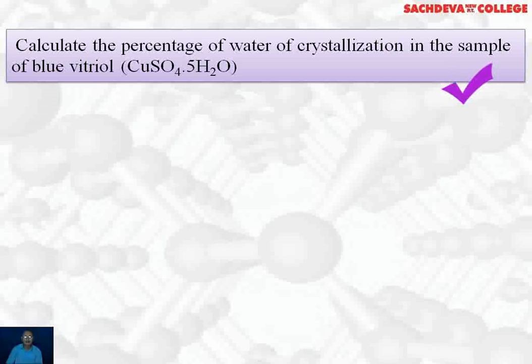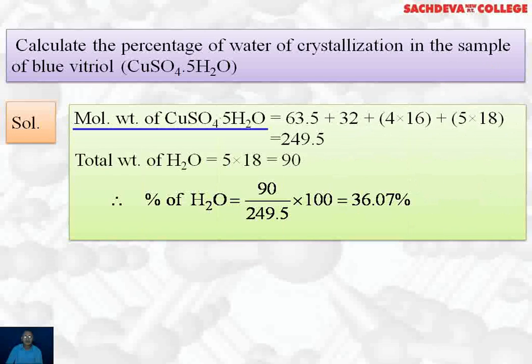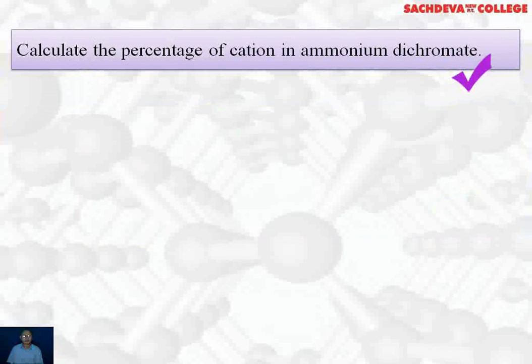Calculate the percentage of water of crystallization in the sample of blue vitriol, CuSO4·5H2O. This 5H2O is called water of crystallization. First we find the molecular weight of CuSO4·5H2O. Remember, the weight of 5 water molecules will be added to the weight of copper sulfate and not multiplied, because weights are always added. 63.5 is the atomic weight of copper, plus 32, plus 4 into 16, plus 5 into 18. 18 is the molar mass of water. This comes out to be 249.5. Total weight of water molecules will be 5 into 18, that's 90. Percentage of water is 90 over 249.5 into 100, which is 36.07%.